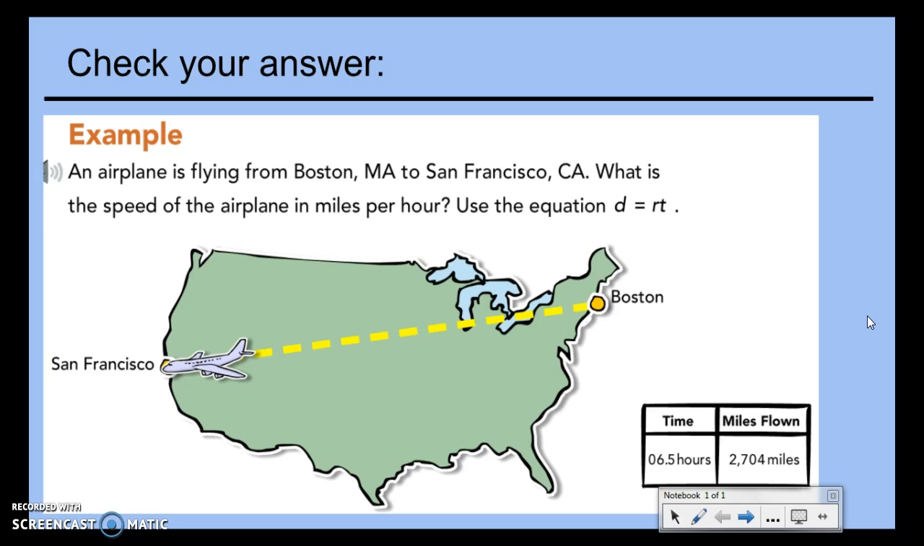Alright, I want you to do this one with me because this is where it's going to switch things up a little bit. An airplane is flying from Boston, Massachusetts to San Francisco, California. What is the speed of the airplane in miles per hour? Use the equation DIRT. Down in the bottom right corner, you have the time and the miles flown. You've got to figure out which letters you're replacing with that time and those miles. See if you can set your equation up before I do. Go.